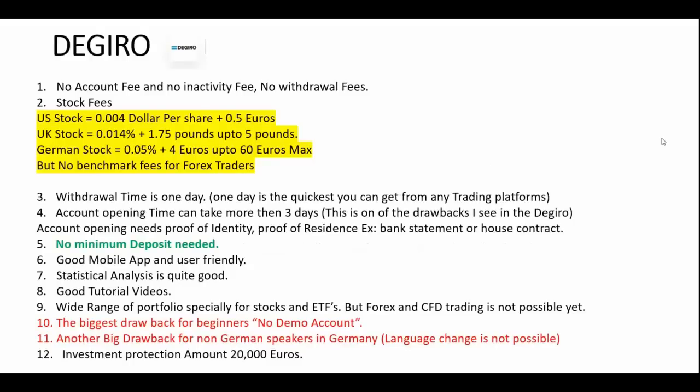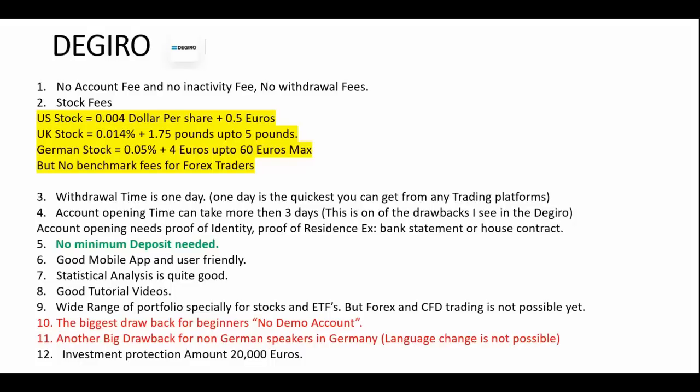Now coming back to point 2, which is quite important for the traders out there, stock fees. Yes, DEGIRO does charge fees on buying and selling stocks. As you can see, you can pause the screen and see the price. But I still see that the price is not so high as compared to its other competitors in the market. DEGIRO is really economical, and it has no benchmark fees for forex traders.